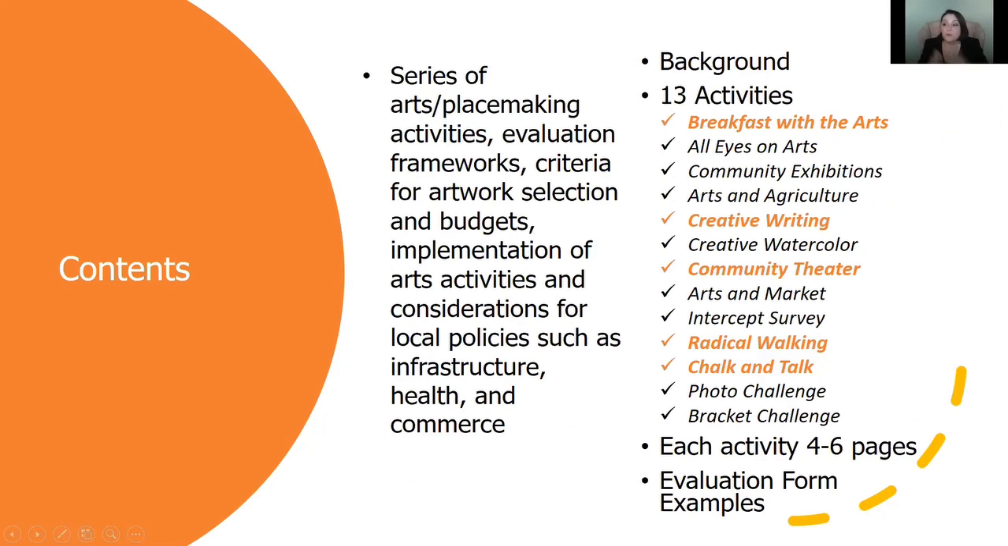We have a range of activities, and with each one we're going to include how to evaluate it, a sample budget, how to implement it, and some tips and tricks, quite frankly, that we probably learned the hard way on what you could do or not do, depending on how you approach it. There will be 13 activities in the entire toolkit, each about 4 to 6 pages, and then a sample evaluation form for each activity. On the list here on this slide, the ones with the orange check mark are the ones we're going to highlight today, to give you a snapshot of what that activity is and how it will work.